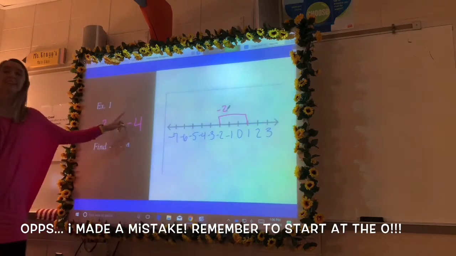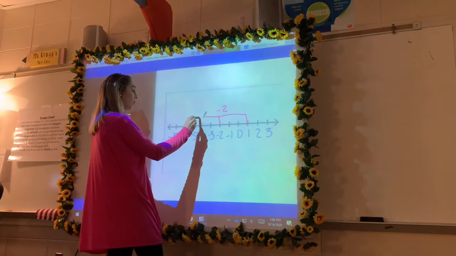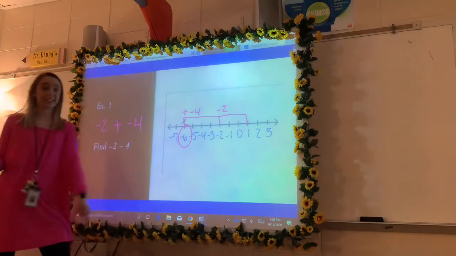But now we want to add a negative 4 on top of it. So we want to start at that negative 2 and keep adding a negative 4. So plus a negative 4. So our answer is negative 6.